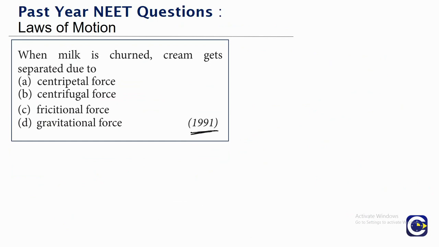Next we have another theoretical question. This came in the year 1991. When milk is churned, cream gets separated due to which force? Option A, centripetal force. Option B, centrifugal force. Option C, frictional force. Option D, gravitational force. So what is the force that will basically separate the cream from the milk?